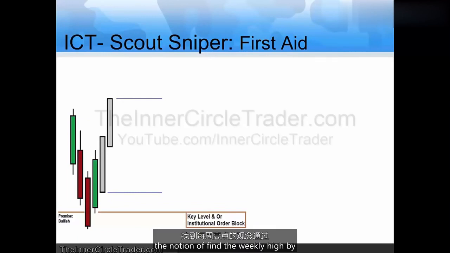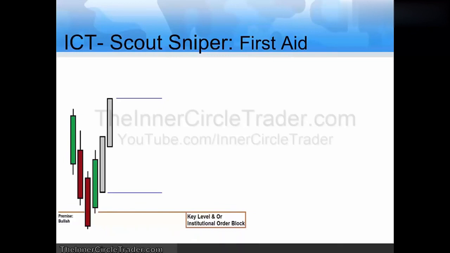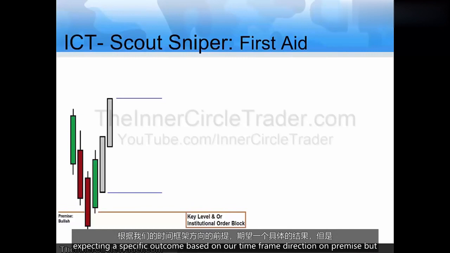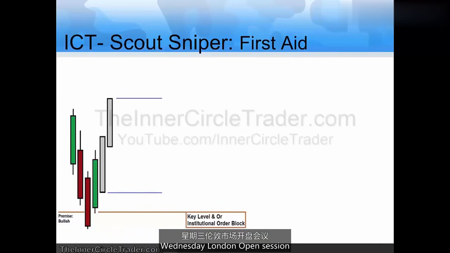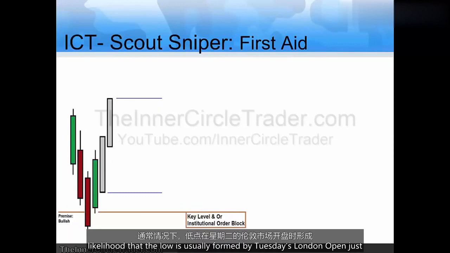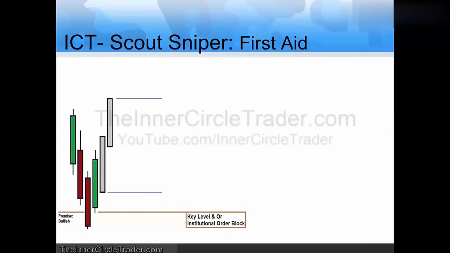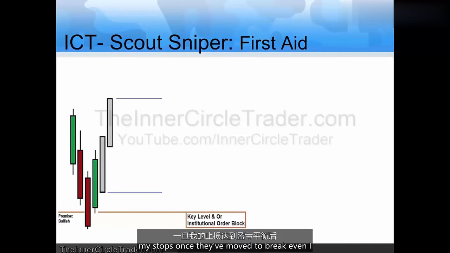Also, the notion of finding the weekly high by Tuesday or no later than Wednesday's London Open, having that in mind, expecting a specific outcome based on a higher time frame directional premise, with that assumption here being bullish, we would be looking for the Monday, Tuesday, or Wednesday London Open session low making it for the weekly low by that time. In other words, by Wednesday's London Open at the very latest. Typically, you get about 70% likelihood that the low is usually formed by Tuesday's London Open. Just reverse that obviously for bearish conditions.